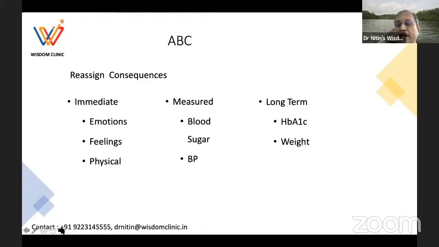Now, we know that measured blood sugar levels, BP, or long-term HbA1c and weight, but the weightage given to these measured and long-term consequences is much lesser, because it is known that when you are in turmoil, when there are some emotional antecedents, then the pain and the negative things are neglected, and you focus more on emotions. Emotions are felt in the body, and those emotional signals are represented as feelings in the brain. And that's why we have to do something to change the emotions.